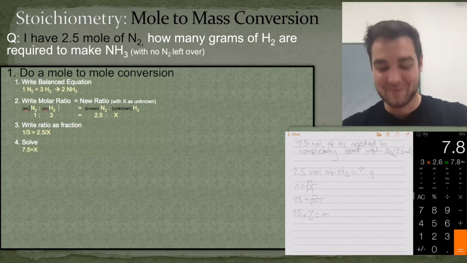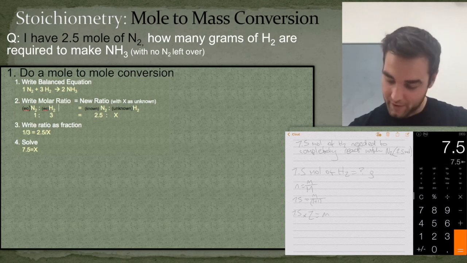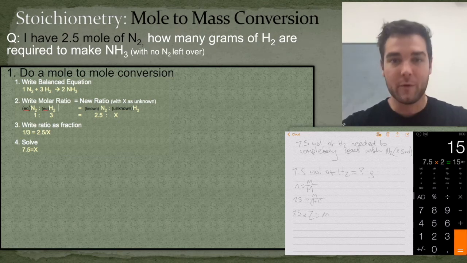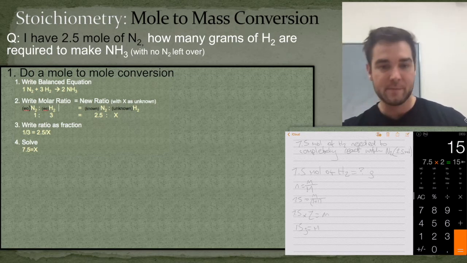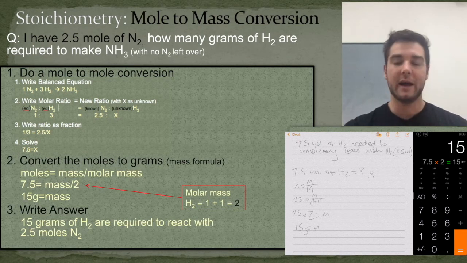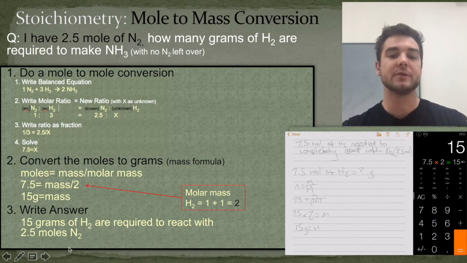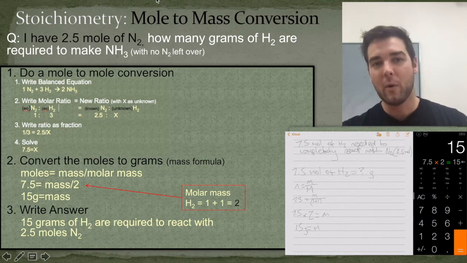Chemistry involves some pretty simple maths from time to time. It's just knowing when to apply that maths. So 7.5 multiplied by 2, of course, is 15. So 15 grams equals our mass. And finally, we will write our answer in words. So 15 grams of H2 are required to react with 2.5 moles of N2. So that was a mole to mass conversion.